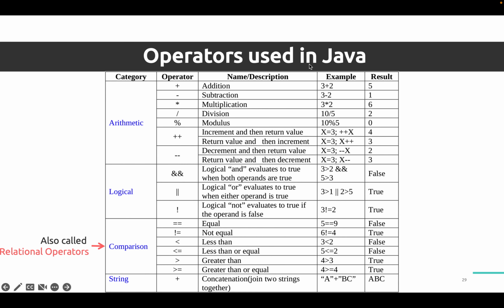And what are the operators that we use in Java? They're the same operators that we used in C++. So we have arithmetic: addition, subtraction, multiplication, division, modulus, and increment and decrement. And then we have the logical and, logical or, logical not, and we know what those mean. And we also have the comparison operators, which are 6 types. And we have the concatenation of strings. If we want to add a string to another string, we use the plus sign to concatenate them.